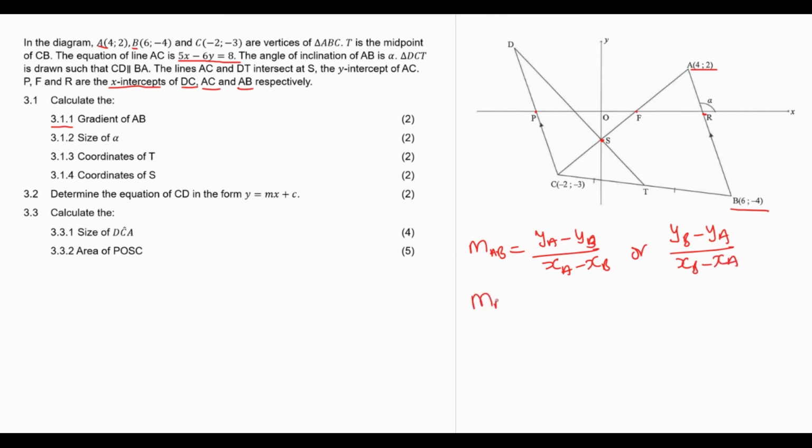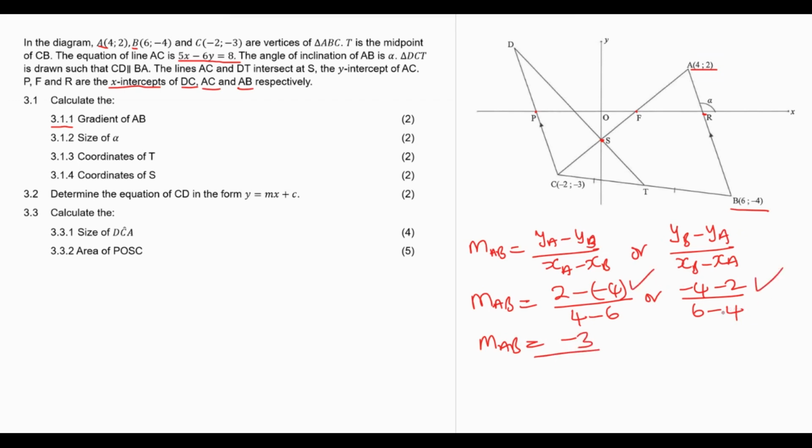So the gradient of AB is equal to 2 minus negative 4 over 4 minus 6, or we say negative 4 minus 2 over 6 minus 4. Then you're getting that the gradient of AB is equal to negative 3. So this will give you negative 3, and this will also give you negative 3. This is the gradient of AB.